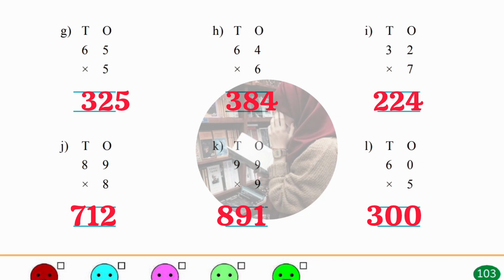So 9 9 is 81. 8 carry forward, write down 1. Okay, 9 9 is 81 again. So 80 plus 9 is 89. So the answer is 891. Next one.